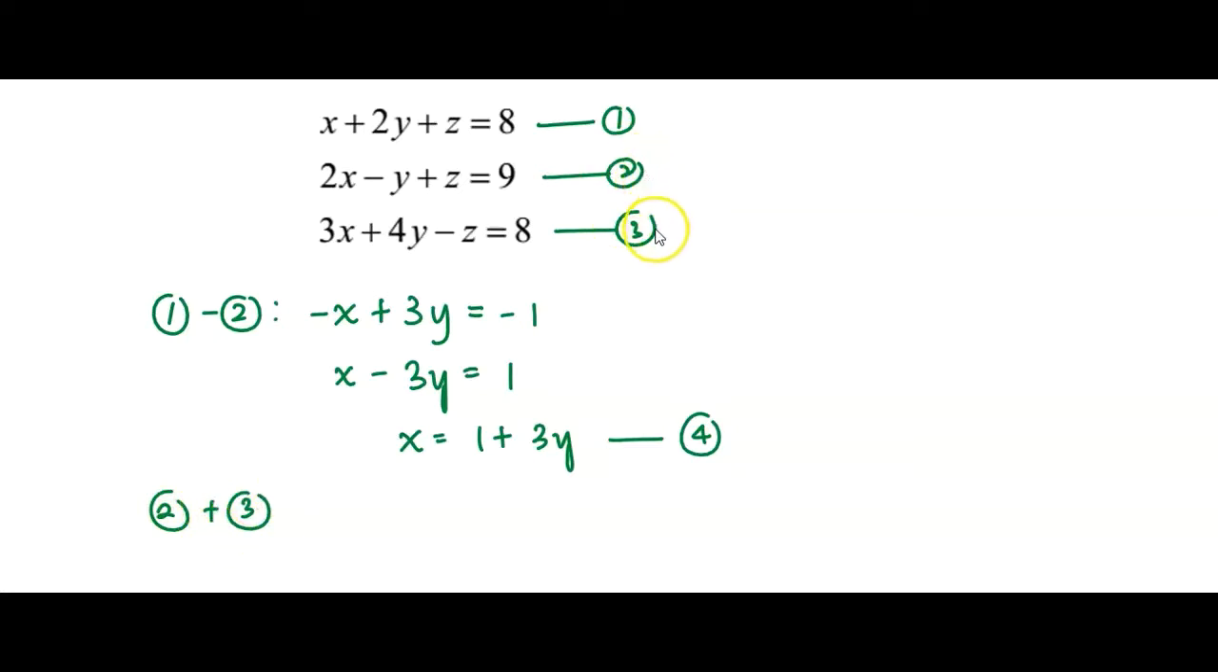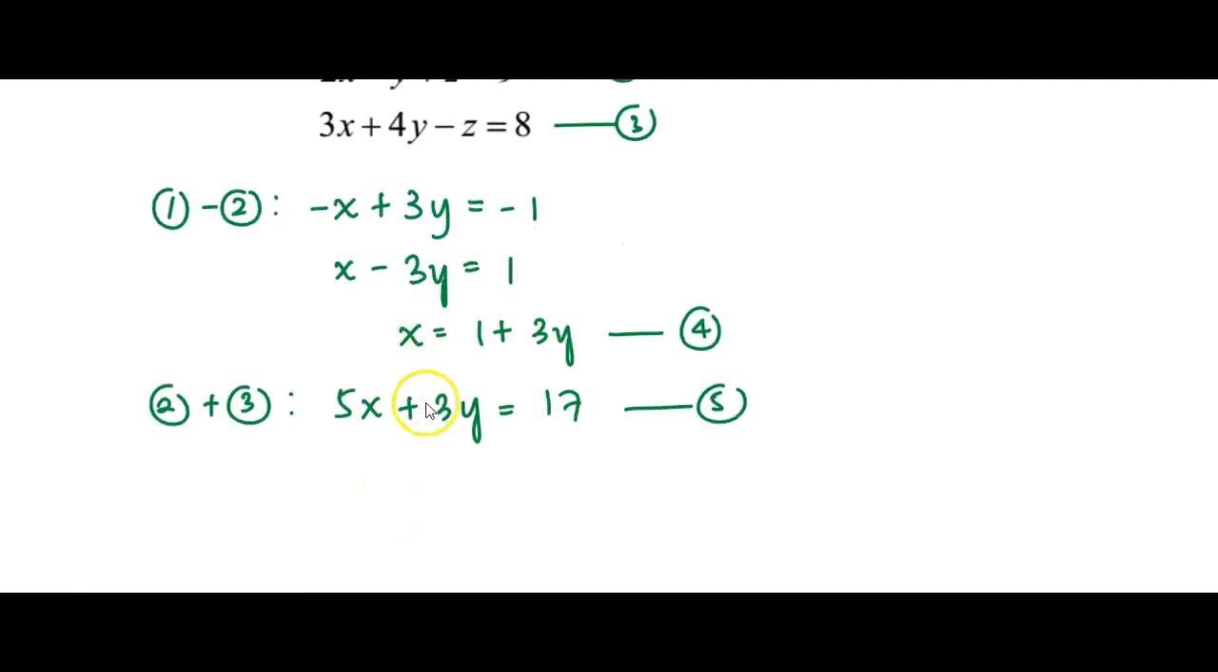Add equation 2 and 3, you will have z eliminated, because z plus negative z will be 0. So taking equation 2 plus equation 3, you will have 5x, because 2x plus 3x is 5x, and negative y plus 4y will be 3y, and z plus negative z obtains 0. 9 plus 8 will be 17. And I'll name this equation 5. Since it is already simplified and cannot be simplified further, I will just name this equation 5.